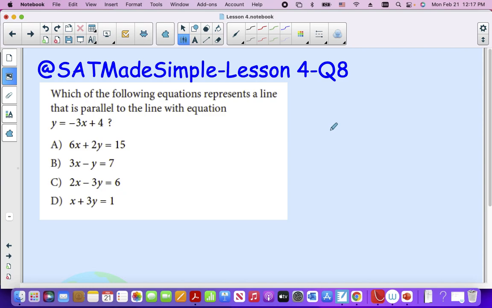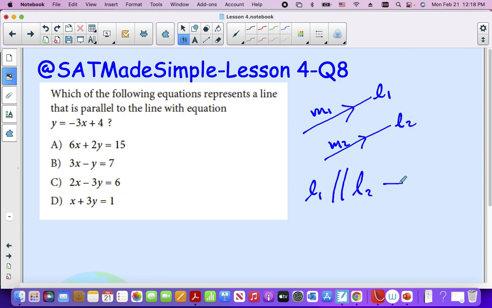Two lines are parallel, and I spoke about this before. L1 and this is L2. The gradient is M1, the gradient is M2. L1 is parallel to L2 if and only if M1 is equal to M2. If the two gradients are equal, then the two lines are parallel. So the gradient for the first line, M1, is equal to minus 3. So I need to know which of the following equations will give me a gradient of minus 3.